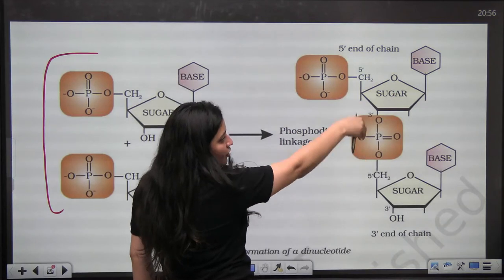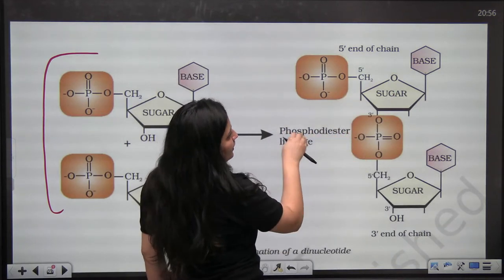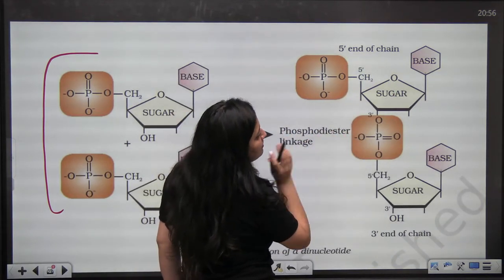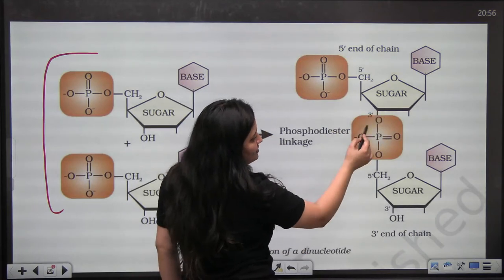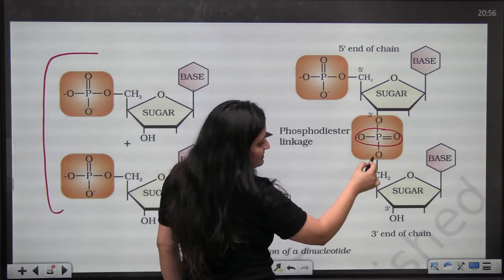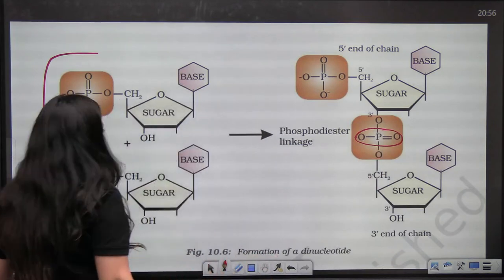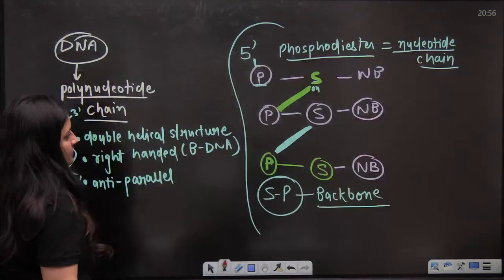This OH group is involved in the formation of the bond. So you guys can say the sugar is forming the bond with this phosphate. The same phosphate is attached to the next sugar. I hope I have made it like this.